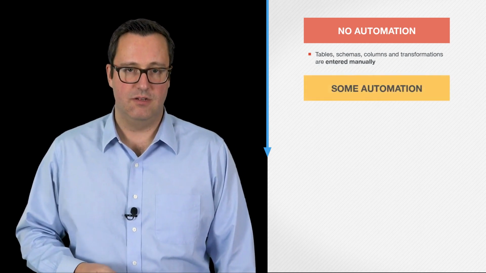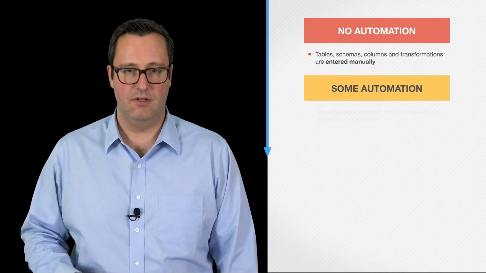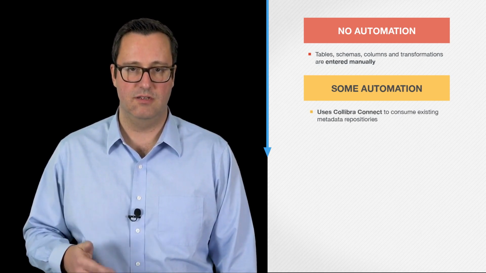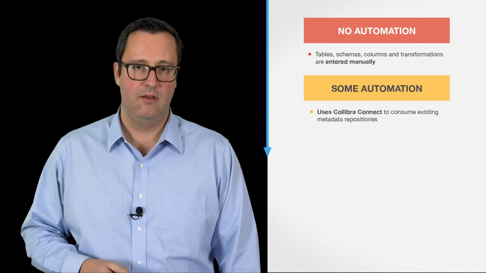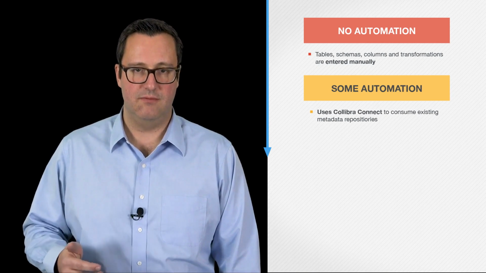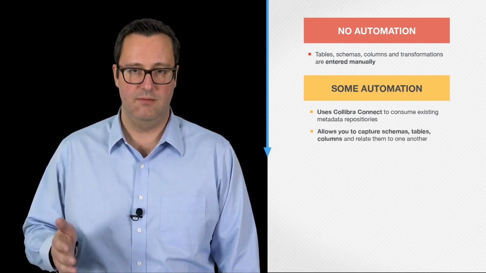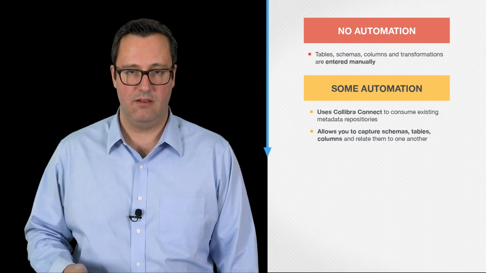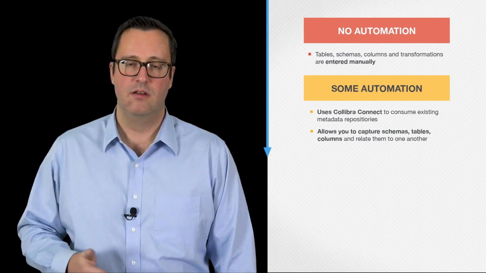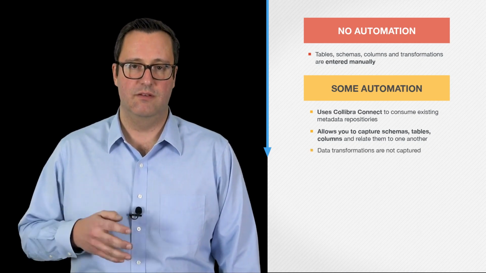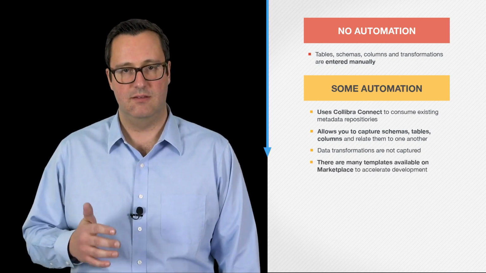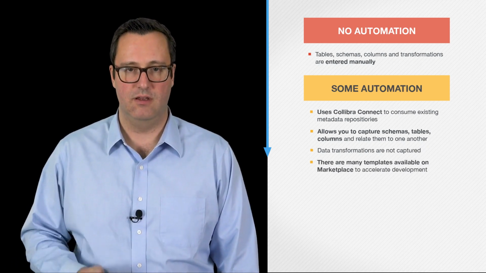A higher level of automation can be achieved through Collibra Connect, which is our MuleSoft product, which allows you to source existing metadata catalogs. So you will be able to source technical metadata information again, such as columns, schemas, and table information automatically. And it will also tie the columns to the tables and tables to schemas. What it will not do is document the transformations that occur between the different hops. So that is then something that you would have to do manually.